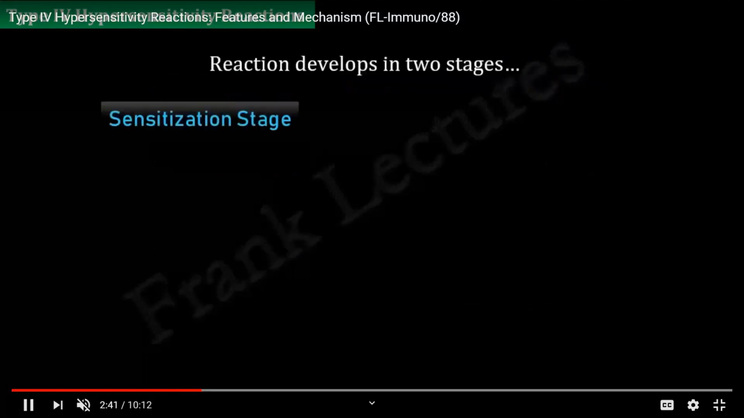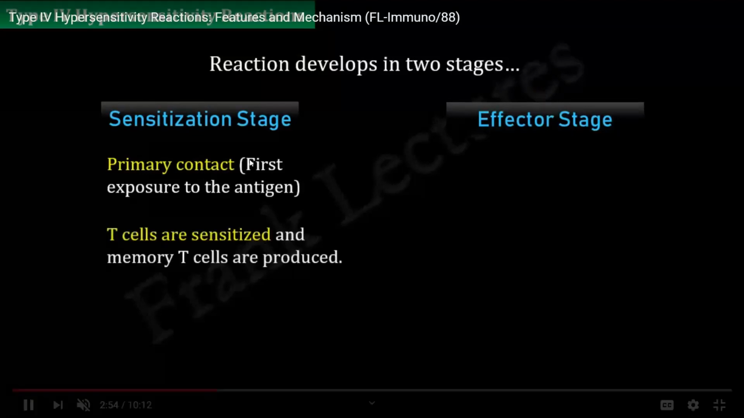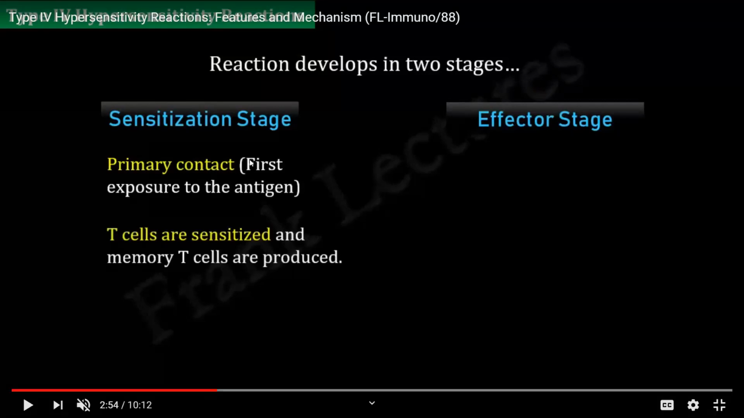Now, this reaction of type 4 hypersensitivity develops in two stages. The first stage is known as the sensitization stage, and the second stage is known as the effector stage. What happens in the sensitization stage? The host comes in contact with the antigen for the first time, which is known as the primary contact. That is the first exposure of the host to the antigen.